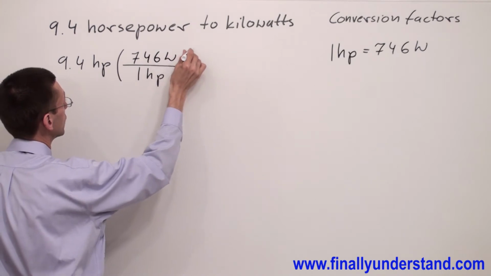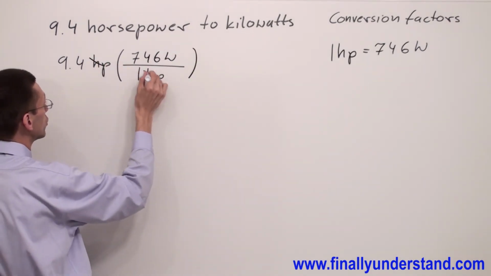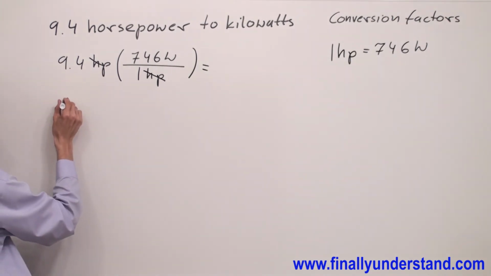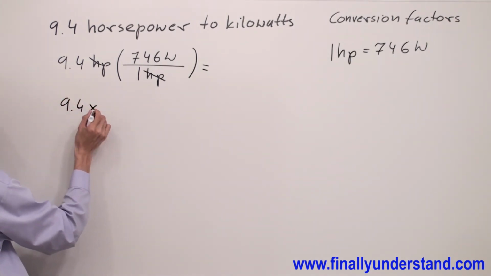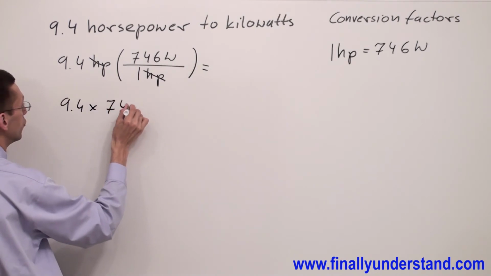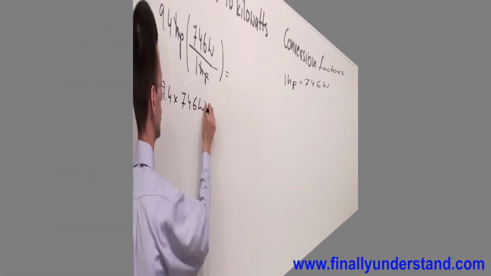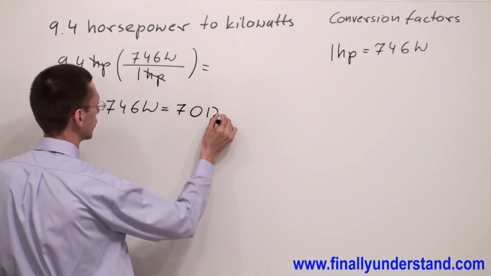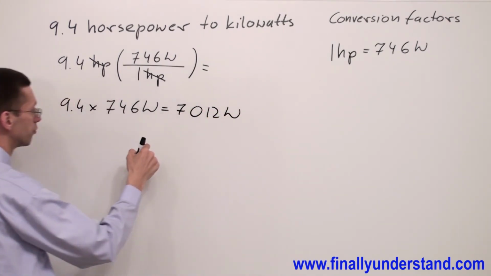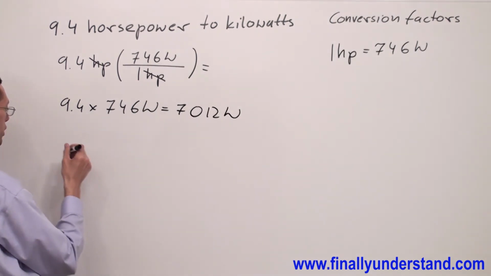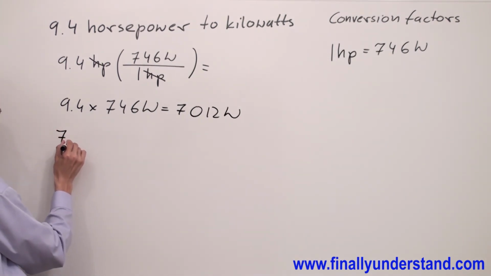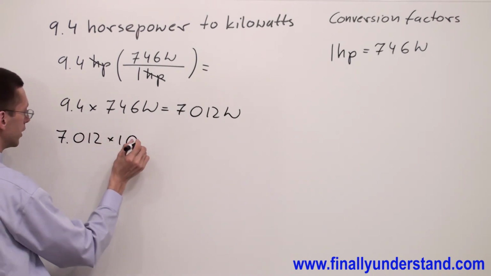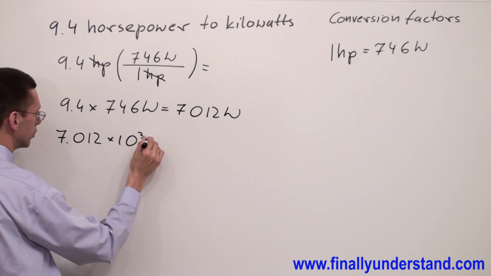746 watts. Horsepower and horsepower will cancel out, and you're simply supposed to multiply 9.4 times 746. This is equal to 7,012 watts. If you are going to convert the decimal notation to the engineering notation, you are going to have 7.012 times 10 to the third watts.